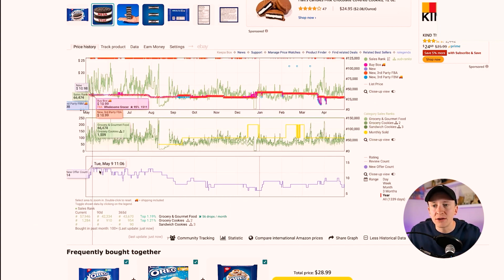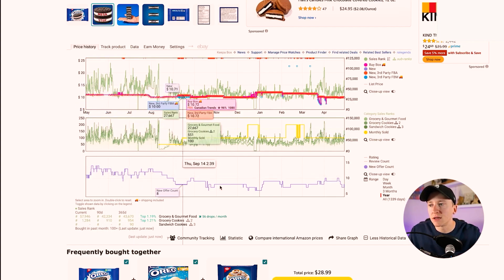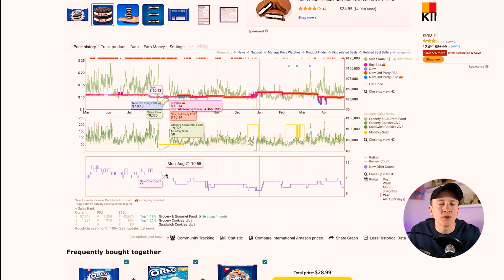And then additionally down here in the competition, we're seeing a bunch of sellers falling off, but staying fairly steady. So that is a good product for us to potentially test as long as it's profitable. And that's a completely separate video.